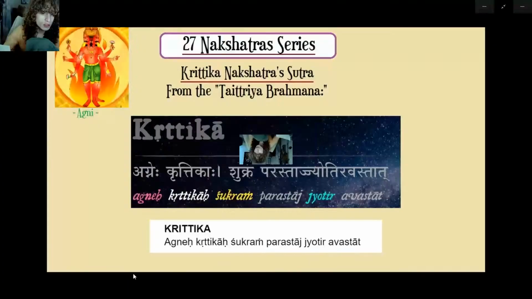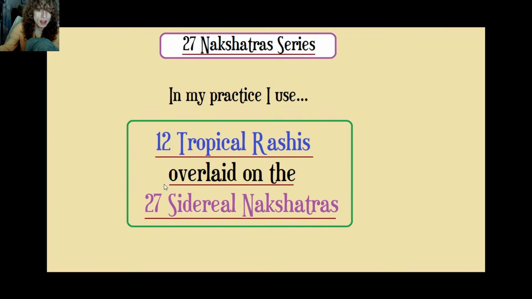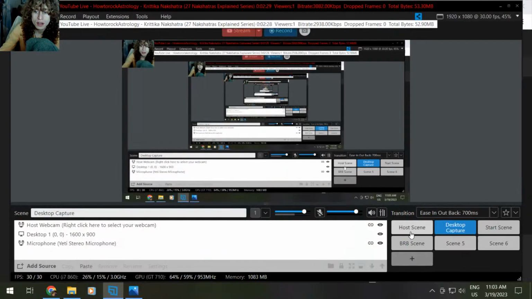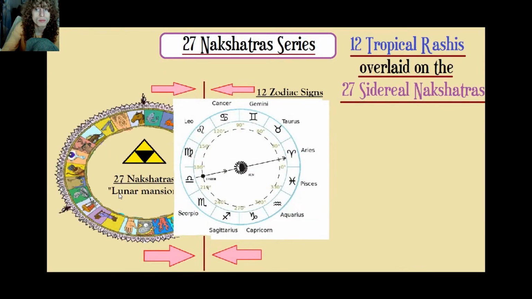Now, I am a tropical-based Vedic astrologer. In my practice, I use the 12 tropical rashis, or signs, overlaid on top of the 27 sidereal nakshatras. I'm just checking to see that I can see everything okay. It looks like we're good. Keep in mind that since I'm a tropical astrologer, what I use in my practice is the tropical rashis overlaid on the 27 sidereal nakshatras.